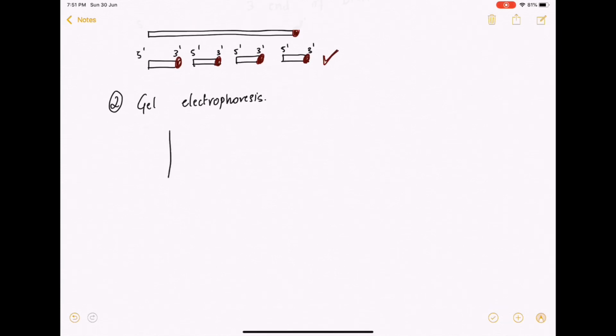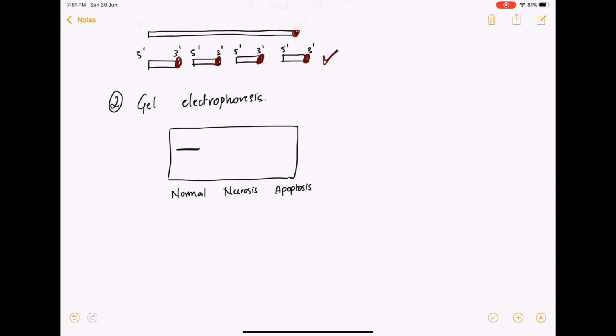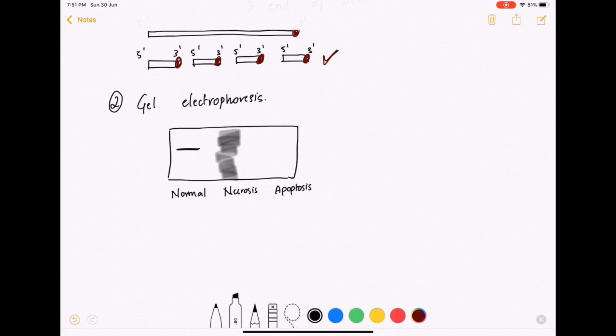So in this, let's look at how it is for normal DNA material, in case of necrosis and in case of apoptosis. In case of a normal cell or normal DNA material, you're going to see only one band as the DNA is not broken down. In case of necrosis, you will see a smear pattern. This is called smear pattern.